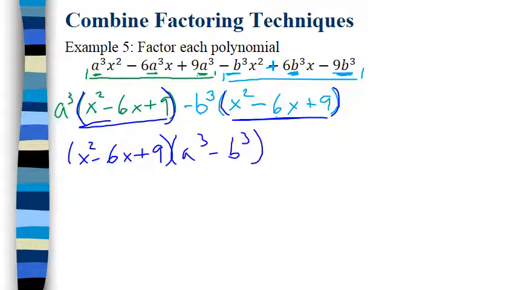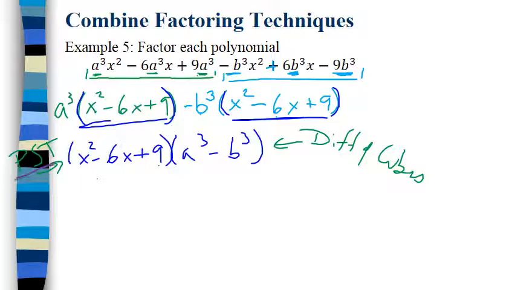And you notice here, 6 divided by 2 is 3, 3 squared is 9. So this is a perfect square trinomial right here. And this is a difference of cubes. So we can use both of those factoring techniques.